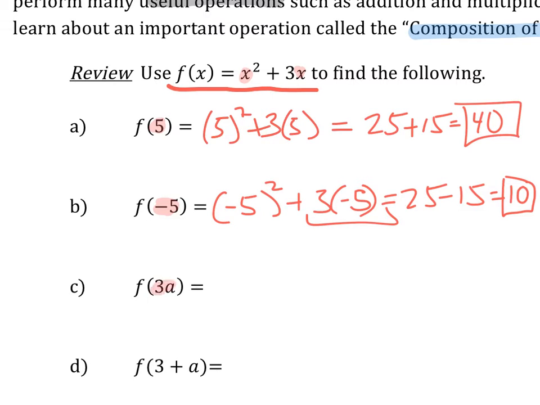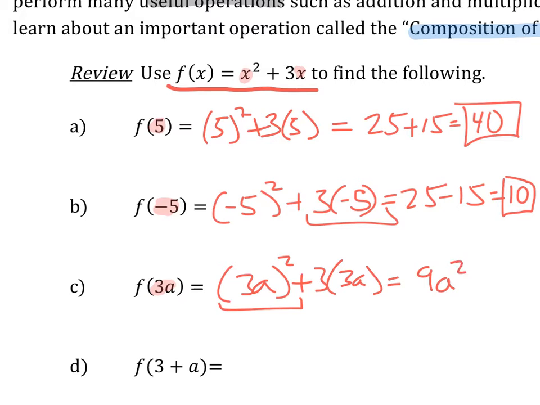Well, what if we put a 3a in there? This is kind of weird, putting a variable inside of it. Well, we can do that. (3a) squared plus 3 times 3a. Well, (3a) squared is going to be square the 3, that's 9, square the a. Don't forget to square both of these here. And we get 9a squared, plus, the second one here, 3 times 3 is 9a. That's it. You can't do anything with it. We can't combine those. One's squared, one's not. You can't combine unlike terms.